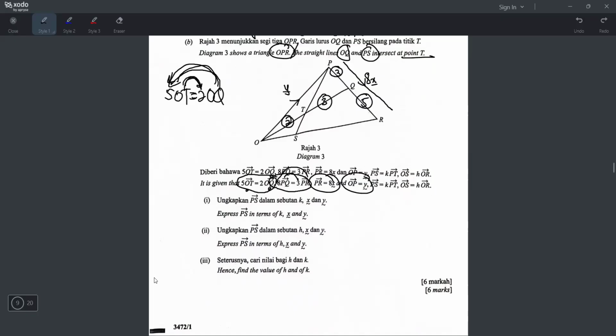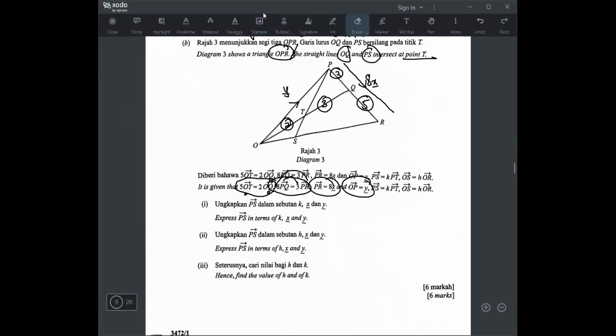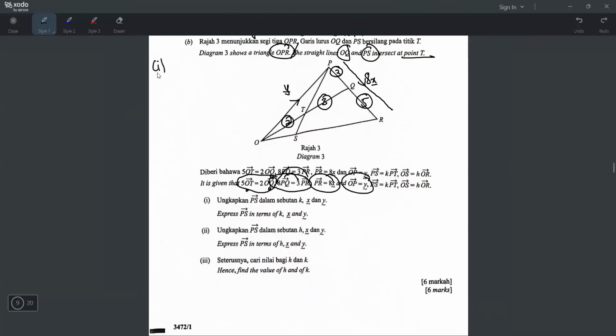Okay, so now let's do question number 1. They say express PS in terms of K, X, and Y. Okay, I'll use the space up here, so let me erase this. Okay, so question number 1. They want to find vector PS, but they did mention in terms of K, X, Y. And if you look at the whole diagram, there's no K here, right? The only place with K is this information, yang sahaja yang ada K dekat sini. The rest of the information doesn't have K. So I think I have to use this information to do question 1.